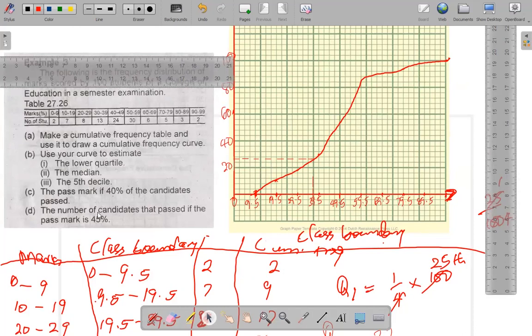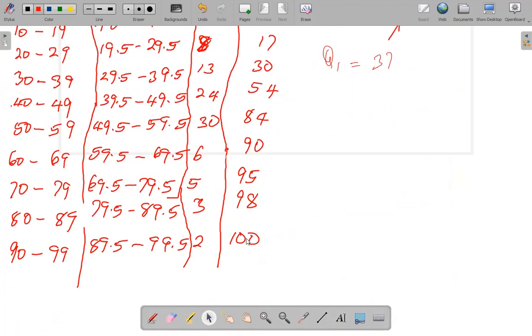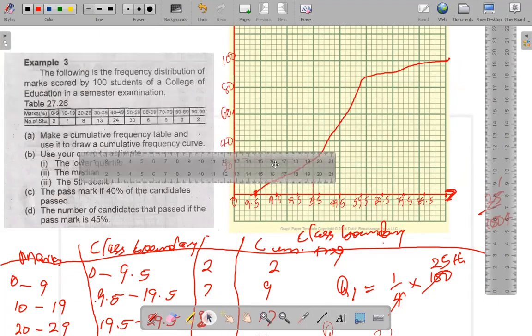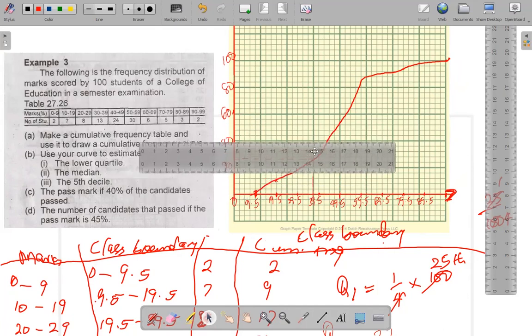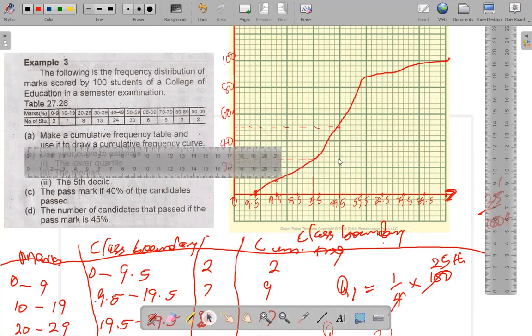Then the second question says calculate the median. The median is the 50% of the distribution. 50% of 100 is 50. So we locate 50 in the cumulative frequency, trace it to the curve. 50 is right here. Okay. This is the place where we meet the curve, trace it to the x-axis right now.